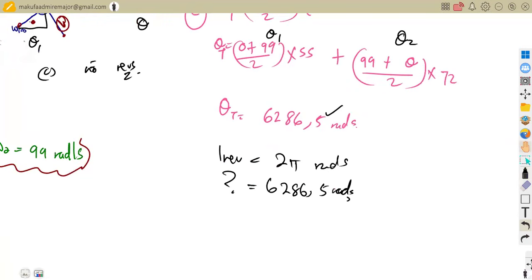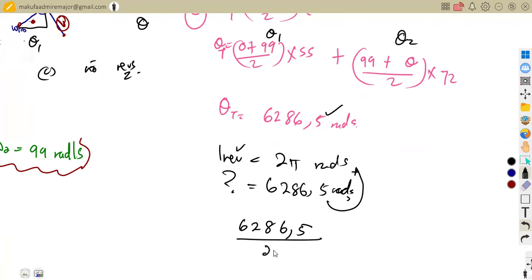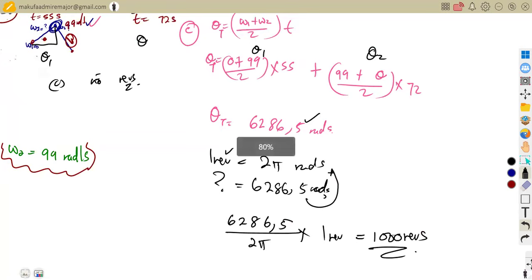We just have to divide. So it's the number of radians over radians times the revolutions. So it's going to be 6,286.5, everything over 2 pi times 100. So this will give us the number of revolutions, which is going to be 1,000.527, something like that. So it's an approximation of 1,000 revolutions to be made.